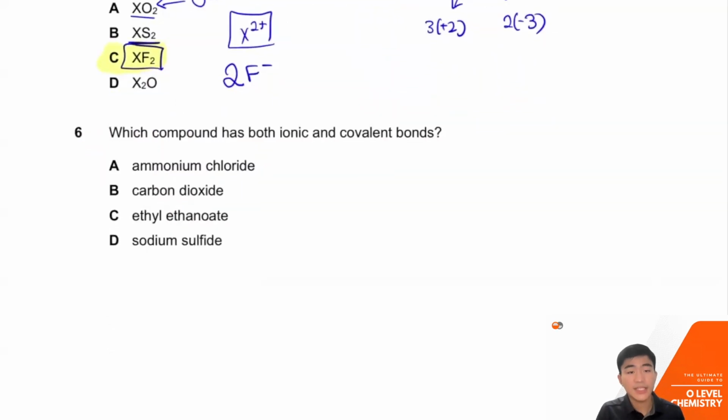Now question number 6. Try this. Can you tell me what is the answer? They are quite simple. Anybody have any idea? Question number 6. Both ionic and covalent. This is a very common question as well.